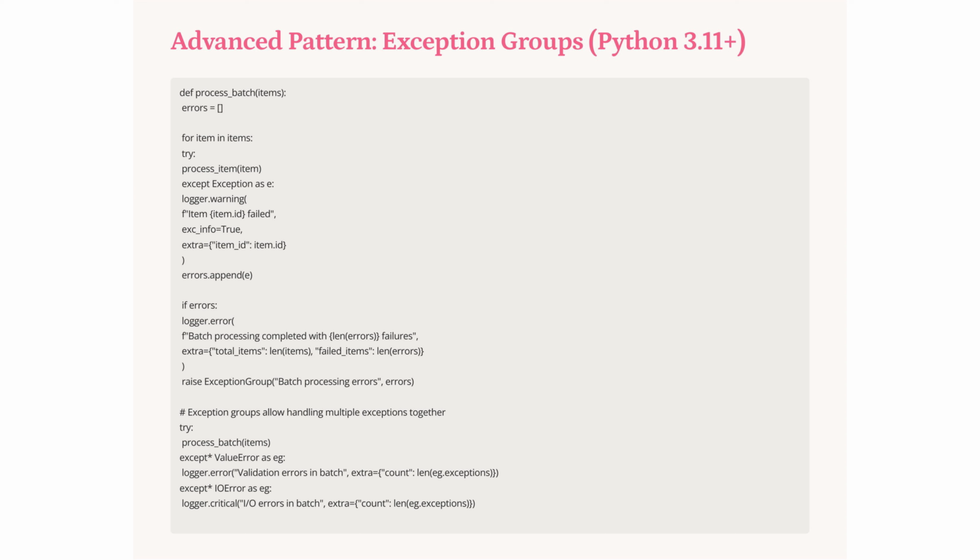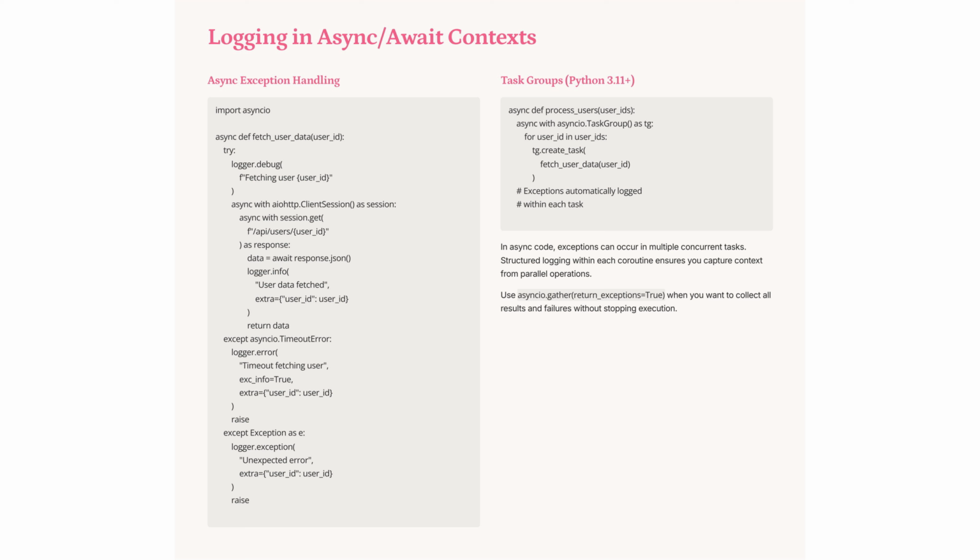Exception groups in Python 3.11 Plus enable handling multiple exceptions collectively. In batch processing, errors are logged with context, and an exception group is raised if failures occur. This allows for specific handling of exceptions like value error or IO error, enhancing error management and logging precision in complex operations.